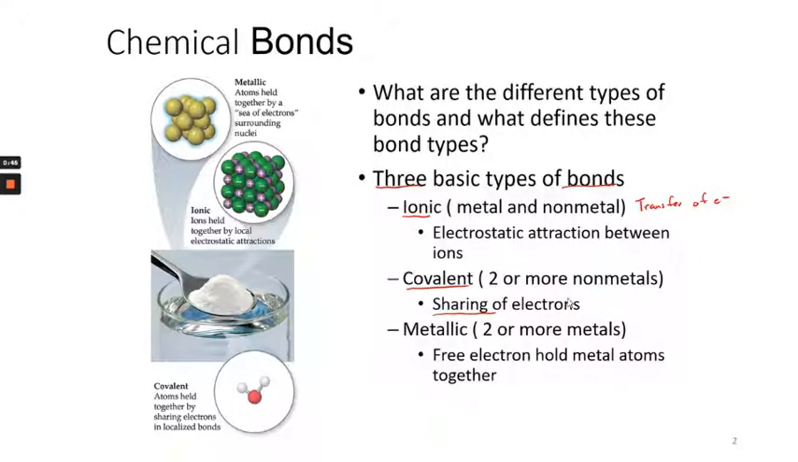your electrons. And the third type is metallic, where you have two or more metals, and here you have free electrons that hold the metal atoms together. So we like to say a sea of electrons. So let's take silver, you have your positive silver, and then you have your electrons floating around in your sea of electrons.